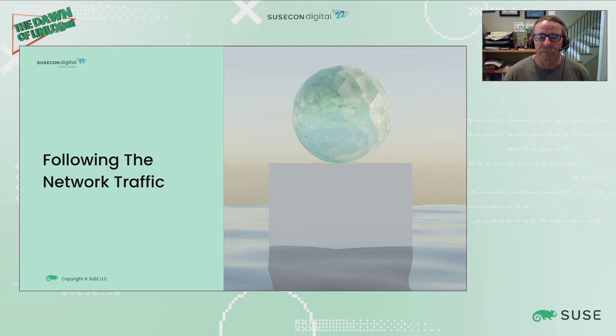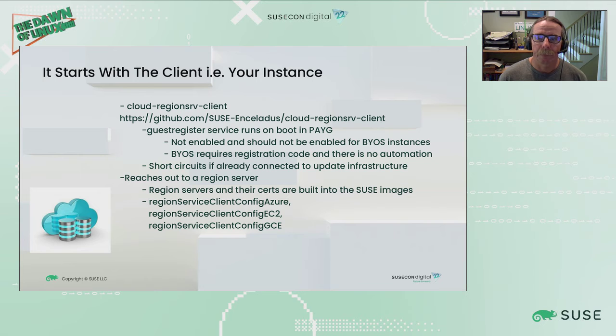So let's follow the network traffic to see how all these pieces fit together. Everything starts with the client, meaning this is your instance. For pay-as-you-go instances, the connection is automatically initiated by the guest register service. The guest register service is enabled, as I mentioned, by default in the pay-as-you-go images that SUSE provides. For BYOS instances, this service is not enabled by default, and it should not be, because for BYOS instance registrations, you need the registration code, and there is no automatic way to get this to the service.